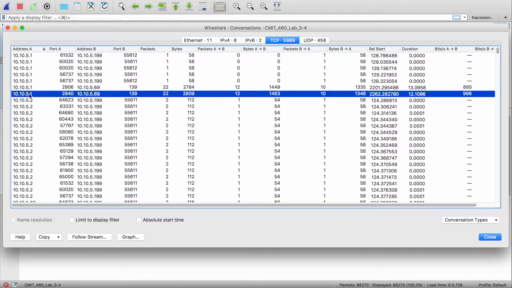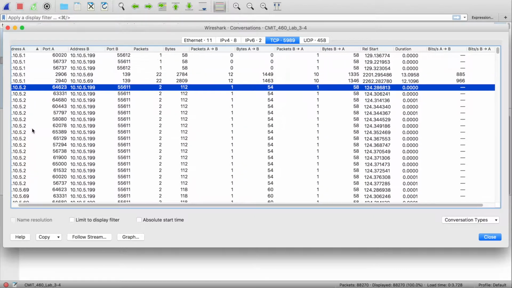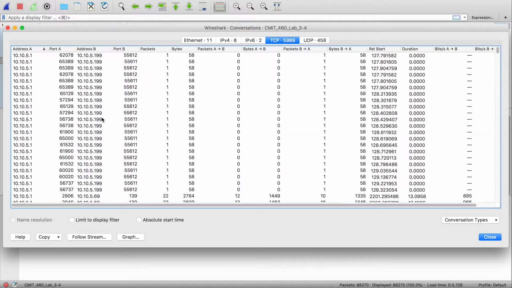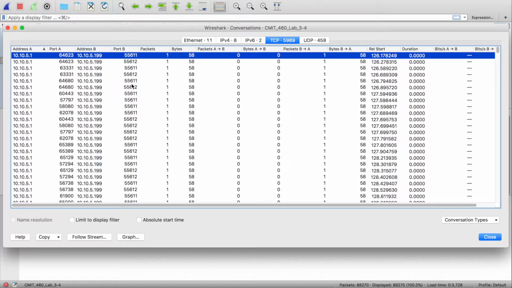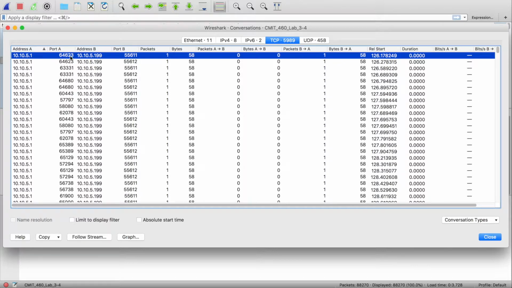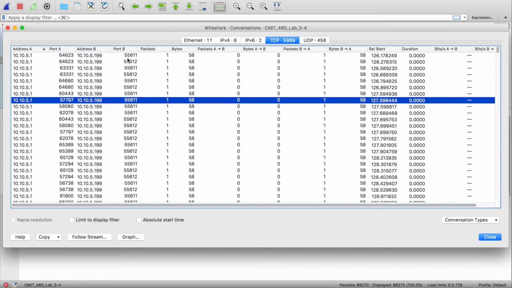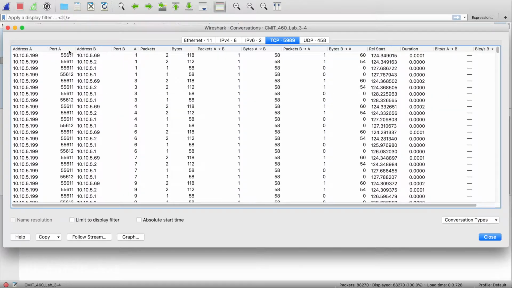5.1 and 5.2 are both talking to .199, and then if you look at the ports involved, this is this higher port. So anytime you see traffic between two higher ports, okay, right? Really any ports above 1024, generally speaking.